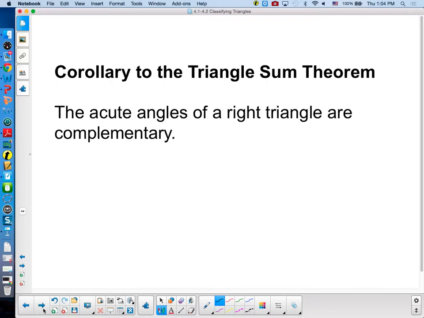Got the notes? So here's the one about the right triangle. Corollary to the triangle sum theorem: the acute angles of a right triangle are complementary. Notice we don't have any obtuse angles because we know our total would be too big. The acute angles are always complementary. So in this one, angle A and angle B always have to add up to 90 degrees.